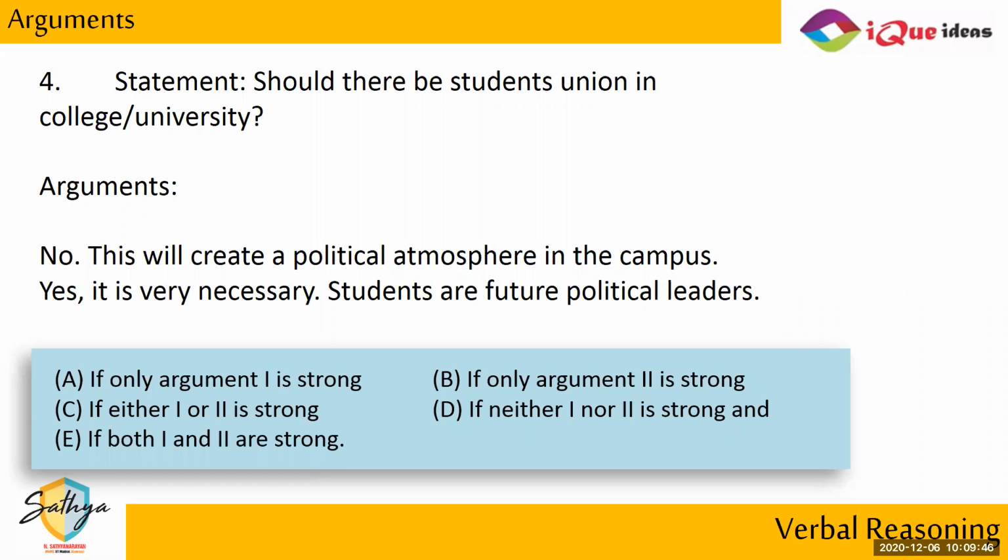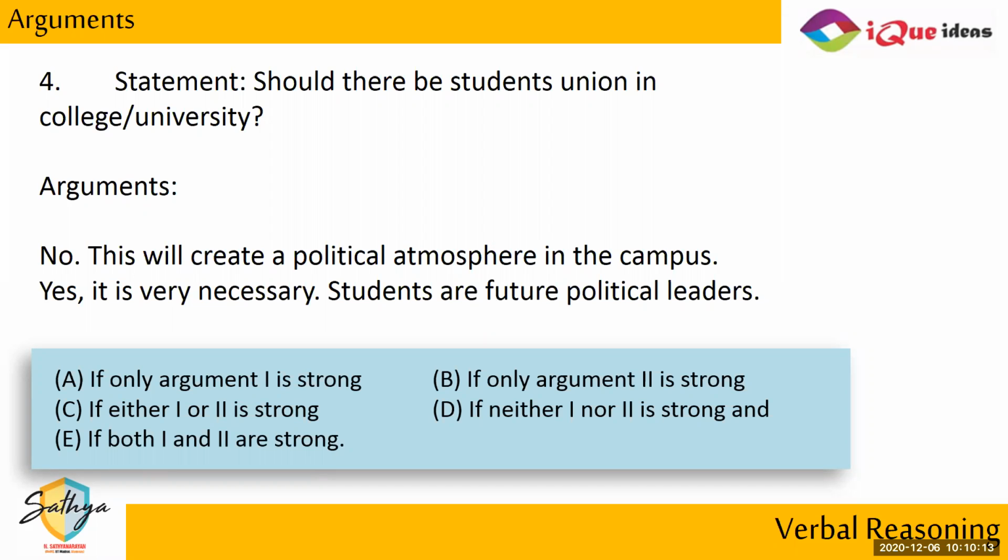Now let's take a look at the second one. It says, yes, there should be student unions in colleges and universities. It is very necessary. Why? Because students are future political leaders. So students who are going to be political leaders will need some sort of training ground. So student unions in universities and colleges may serve as a training ground. Yes. So is it necessary? Yes. So even this argument is true, right?